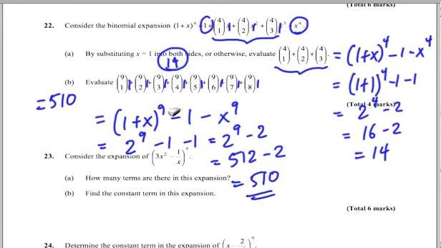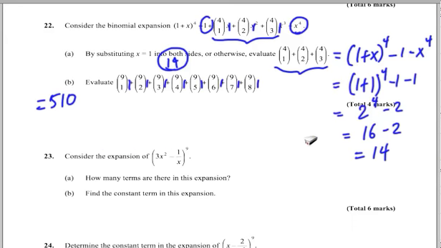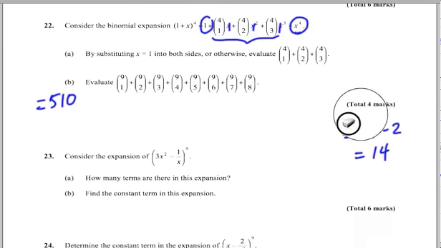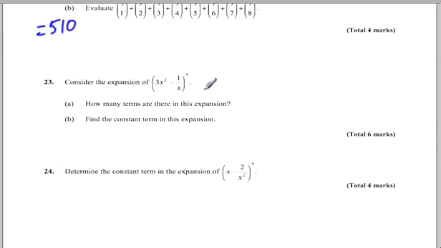So I'm just going to erase this because, once again, I need room. But remember, you can always scroll back and see how we basically did this problem. And this was 14. Okay. All right, last two problems. Consider how many terms are there in this expansion. There are going to be 10, because if that's to the power of 9, this is going to be 10.